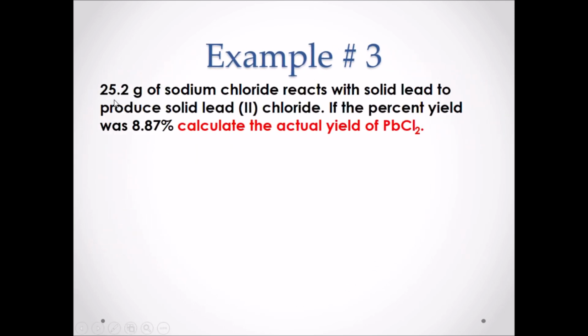Example number 3. 25.2 grams of sodium chloride reacts with solid lead to produce solid lead 2 chloride. If the percent yield of the chemical reaction was 8.87%, calculate the actual yield of PbCl2. Pause the video and attempt this example.